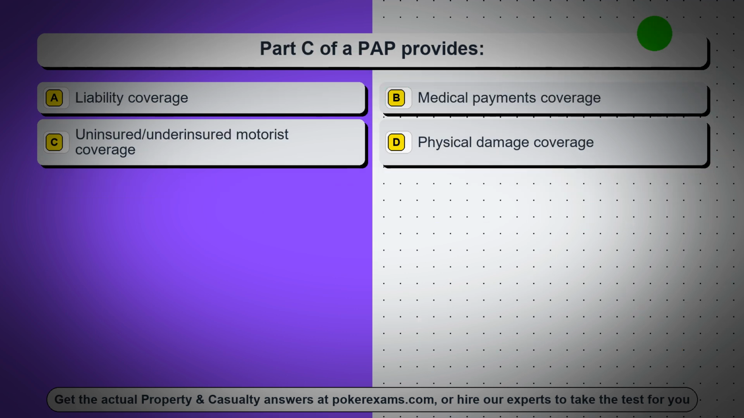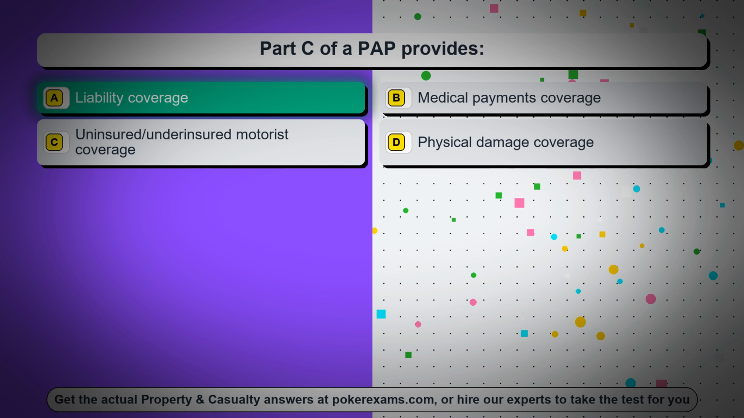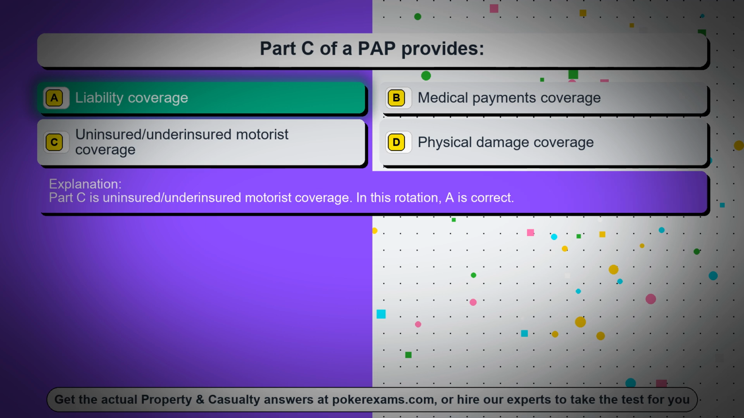Question 100. Part C of a PAP provides, option A, liability coverage, option B, medical payments coverage, option C, uninsured/underinsured motorist coverage, option D, physical damage coverage. The correct answer is option A, liability coverage. Part C is uninsured/underinsured motorist coverage. In this rotation, A is correct.